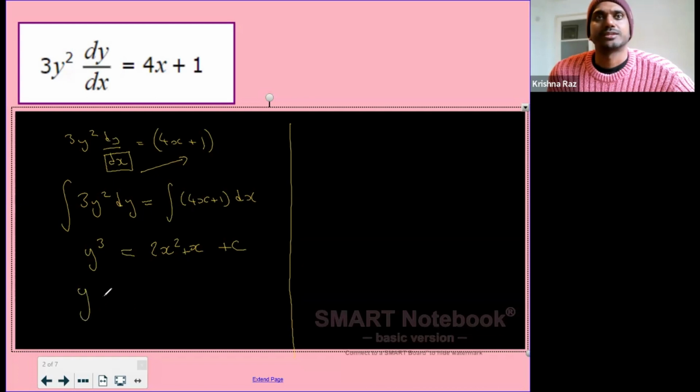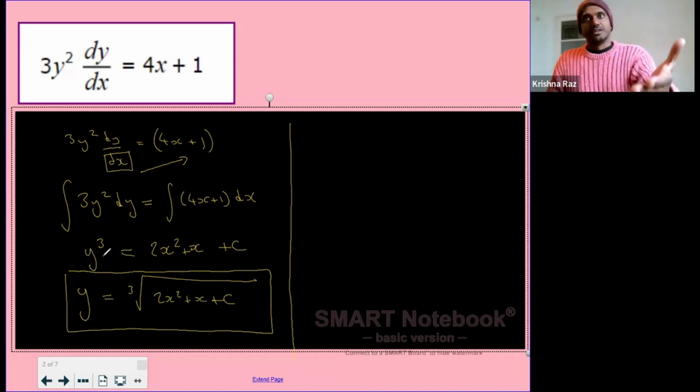So if we want to make y the subject, y will be the cube root of everything there, including the constant. In this case, if we put the constant outside of the function, the answer will be wrong. So let's go to example 2.